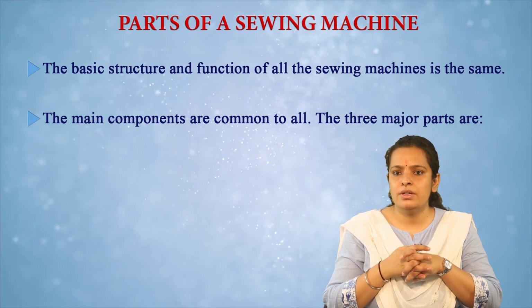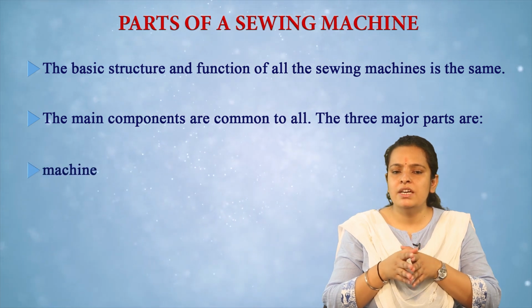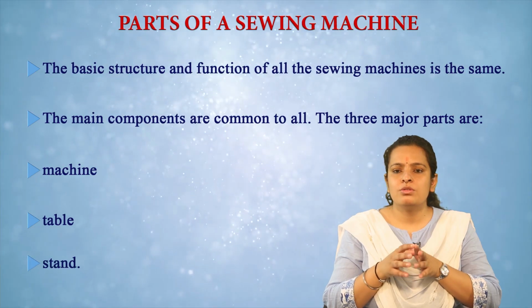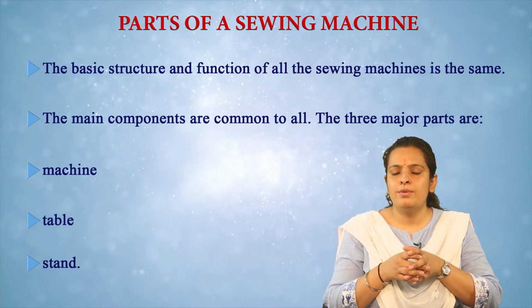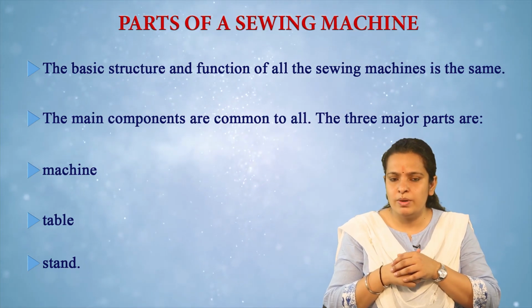There are three major parts of the machine. The first one is the machine, the second is the table, and the third one is the stand. So these are the three major parts common to all the types of sewing machines we discussed. Then the sewing machine we use for stitching comprises some important parts we should know.